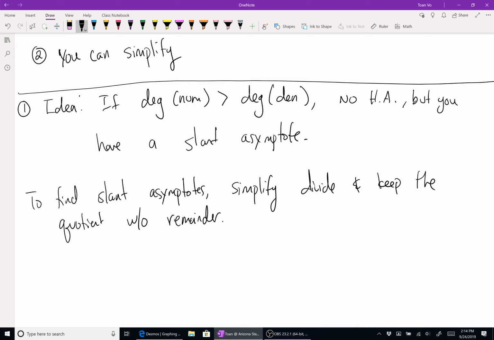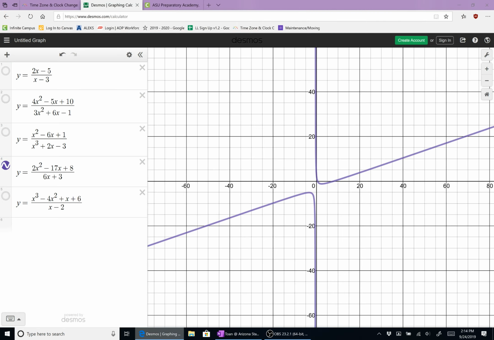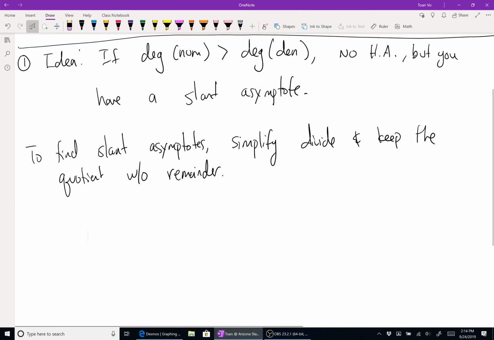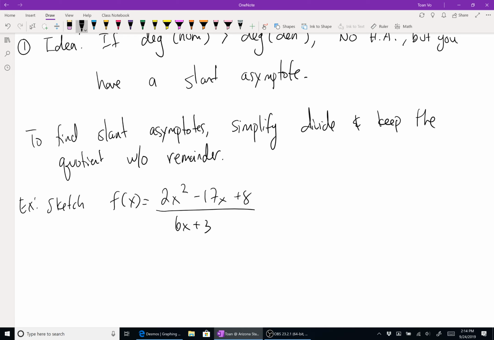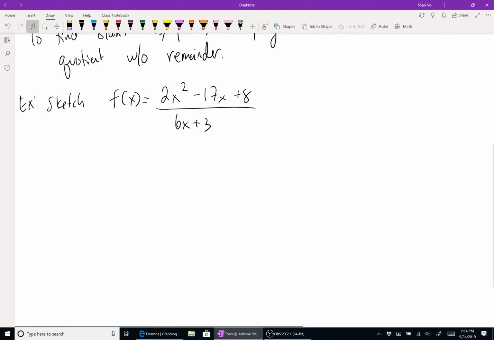So for example, let's go ahead and attempt to graph this weird slanted asymptote by hand. So we're going to sketch that same function there. Example: sketch f of x equals (2x squared minus 17x plus 8) over (6x plus 3). So that was this very equation I typed into Desmos.